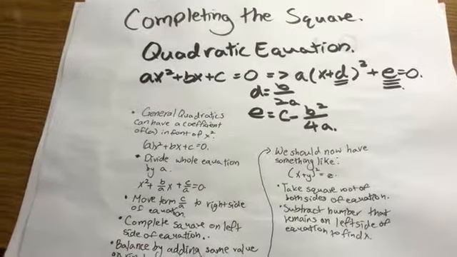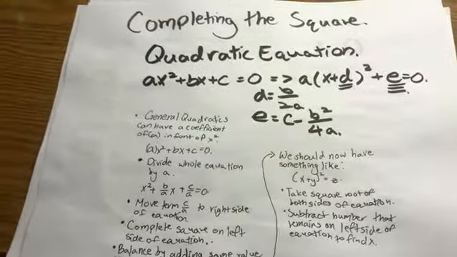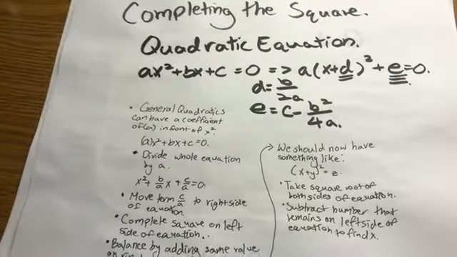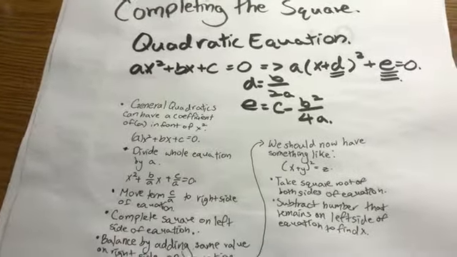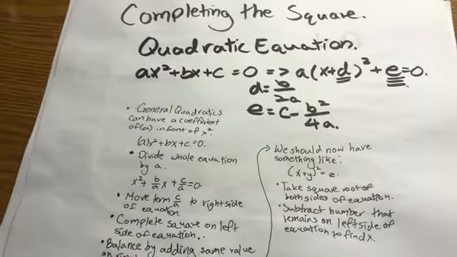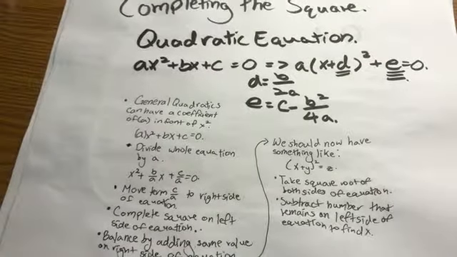So what is completing the square? Well, completing the square is a method used to solve a quadratic equation by changing the form of the equation so that on one side there is a perfect square trinomial.